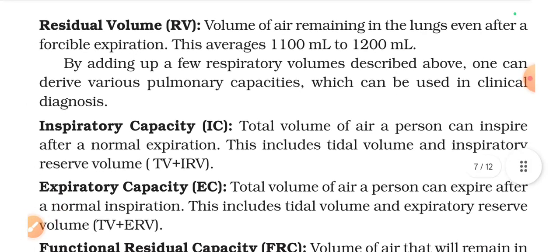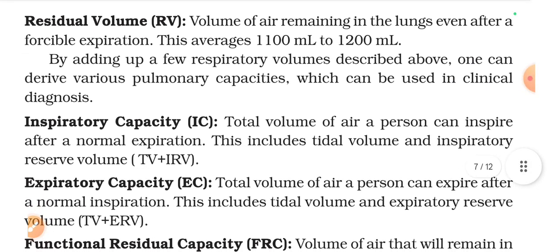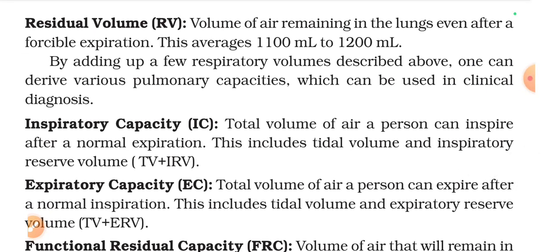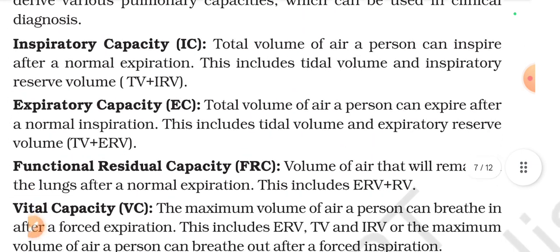Next volume is residual volume, RV. Volume of air remaining in the lungs even after a forcible expiration. This averages 1100 ml to 1200 ml. By adding up a few respiratory volumes described above, one can derive various pulmonary capacities which can be used in clinical diagnosis. That is inspiratory capacity, IC.